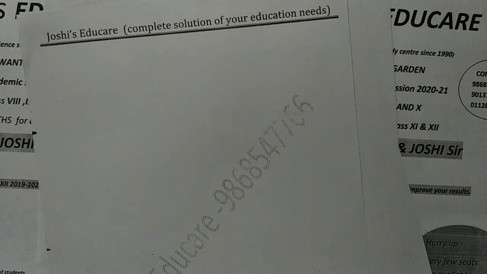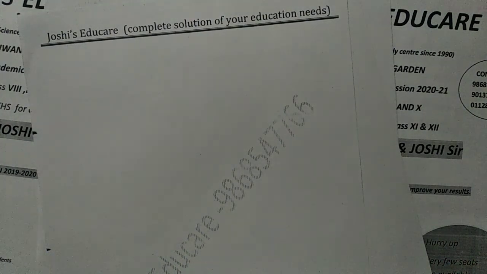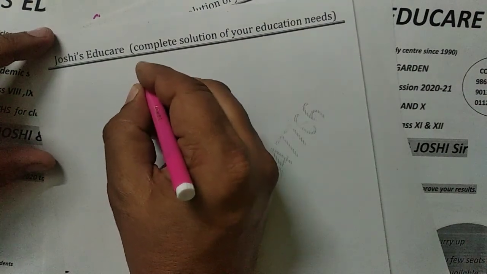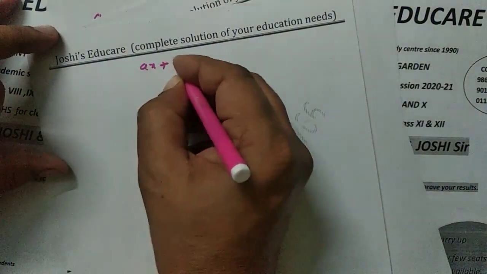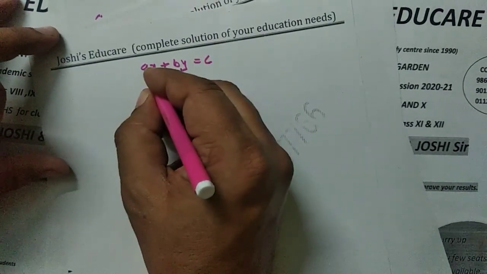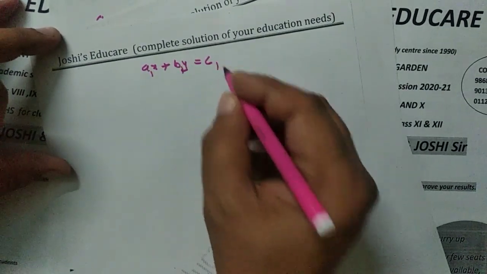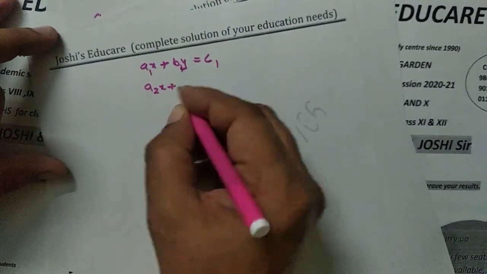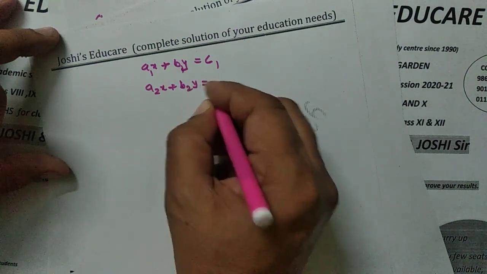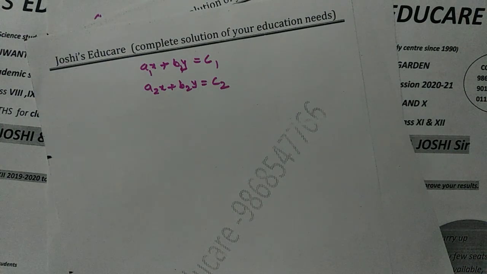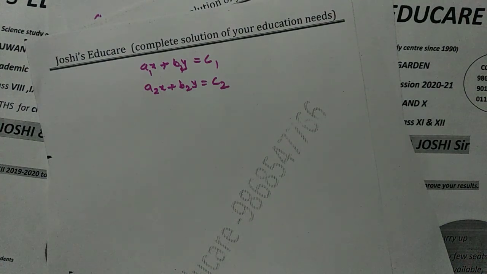So first of all, I will tell you how to express 2 variable equations in the form of a matrix. Suppose your equation is given as ax plus by equal to c, or I can take it as a1x plus b1y is equal to c1, the first 2 variable equation, and a2x plus b2y equal to c2, the second 2 variable equation. Now how to express this in the form of a matrix?